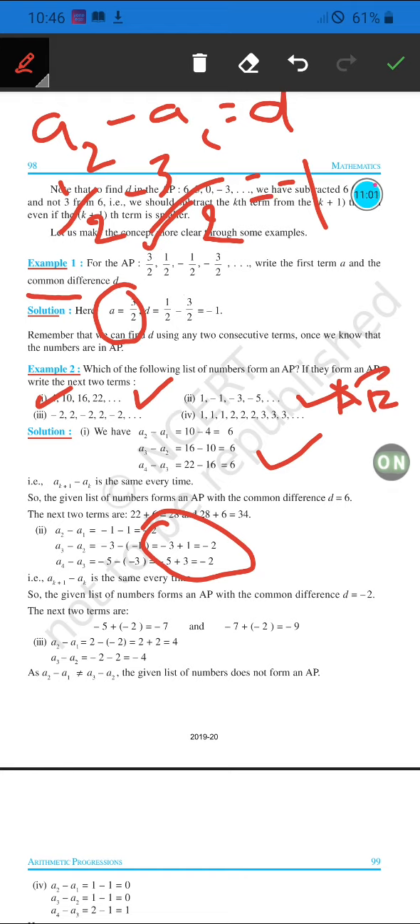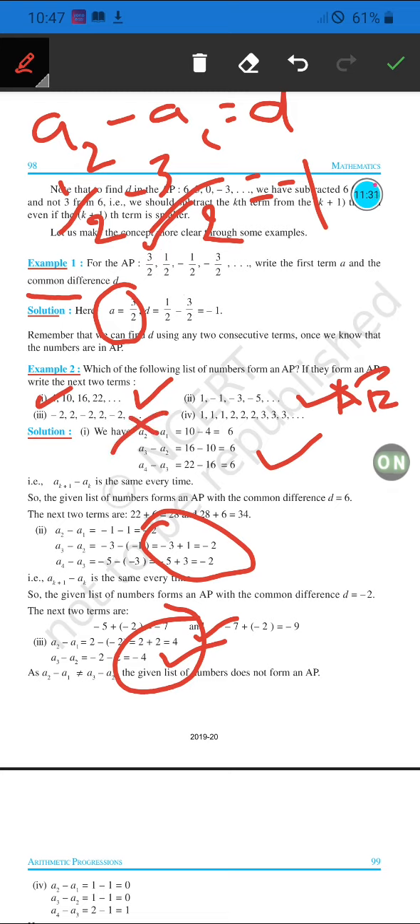Go through the third example. Minus 2 to 2: what is the difference? Observe here, minus 2 to plus 2, the difference is 4. Then the third term to the second term, the difference is minus 4. The difference is not equal here. A2 minus A1 is 4. A3 minus A2 is minus 4. Minus 4 and plus 4 are not equal. So the third example is not an AP.